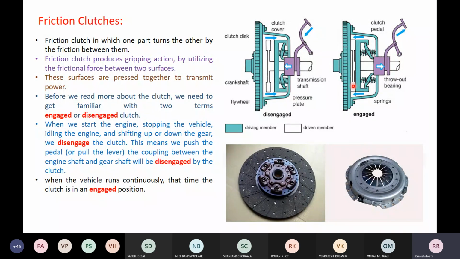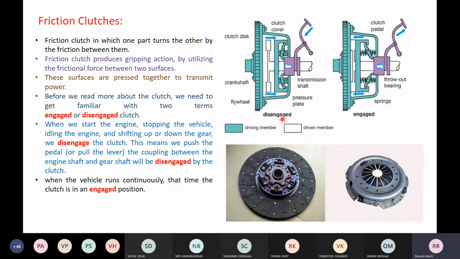When you are going to start the engine, the vehicle will not be moving. It will be stationary. At that time the clutch will be disengaged. Or when you are going to stop the vehicle, disengaging of the clutch is done, or the engine is in idle condition, or when you want to shift the gear, up or down.